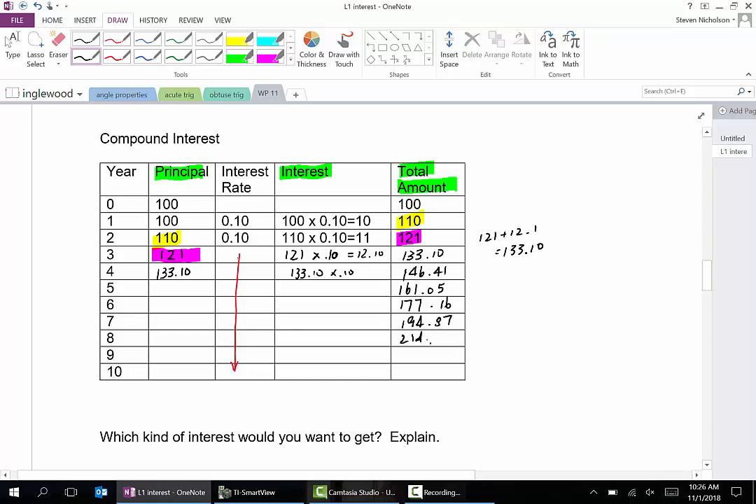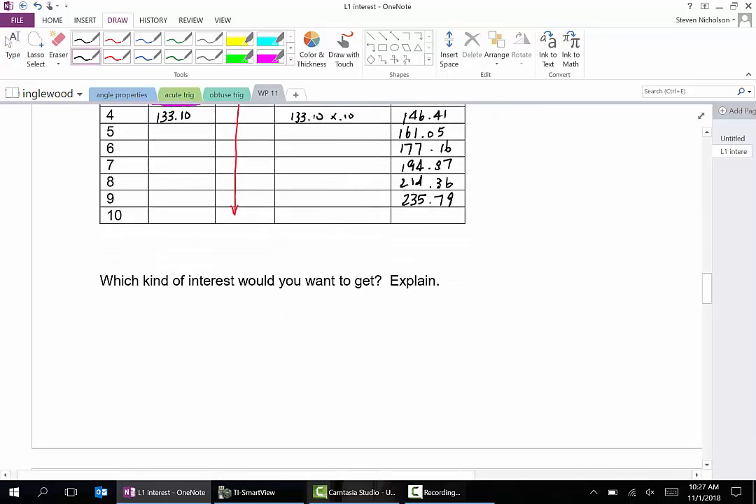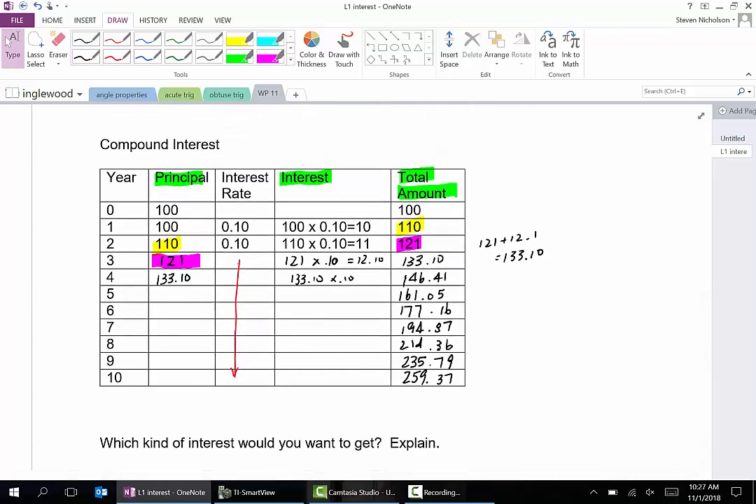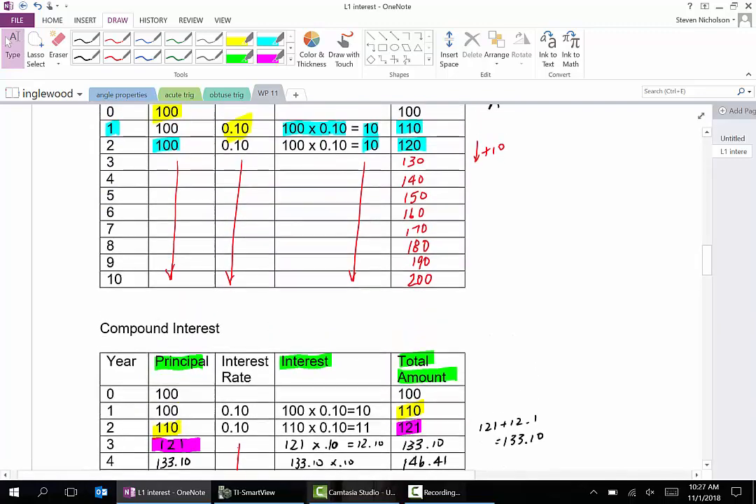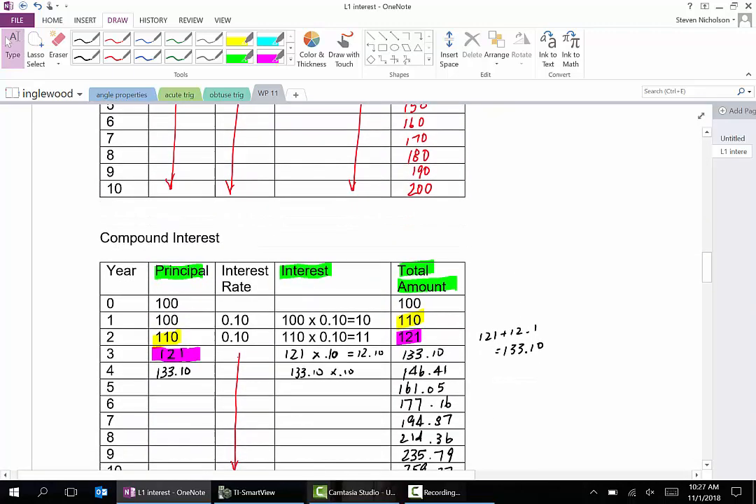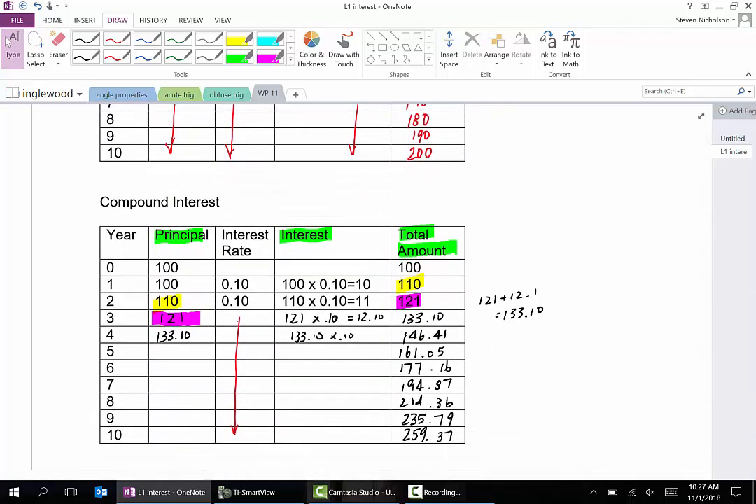And finally, we're going to finish off with $259.37. So here's what I want you to notice. You start off with the same amount of money, $100. You get the same interest rate, 10%.